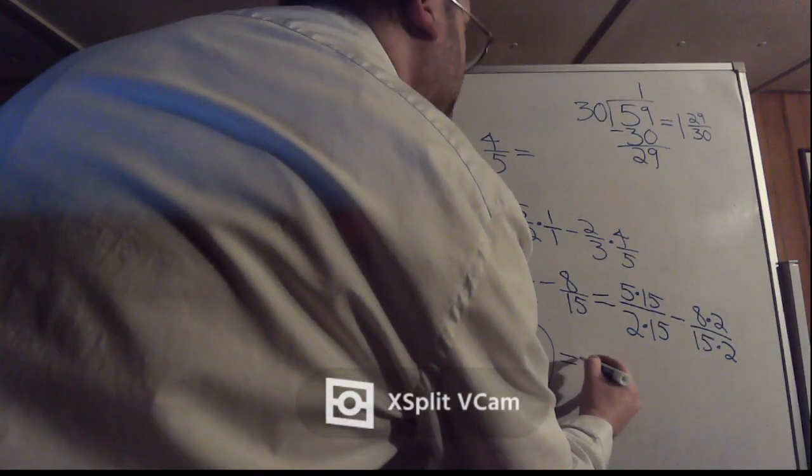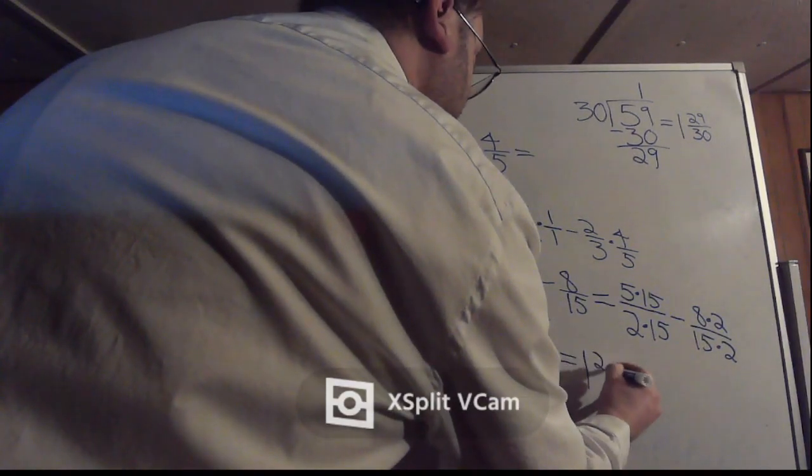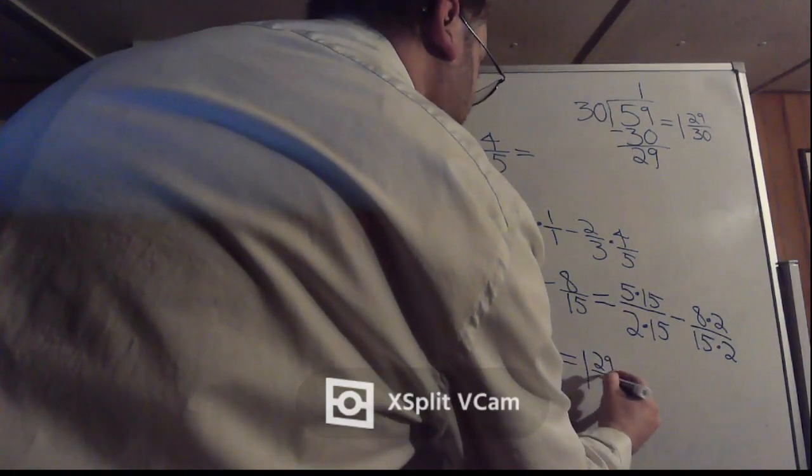So 30 goes into 59 one time. 1 times 30 is 30. 59 minus 30 is, well, 29. So you're going to have 1 and 29/30ths as your mixed number. That also equals 1 and 29/30ths for your mixed number.